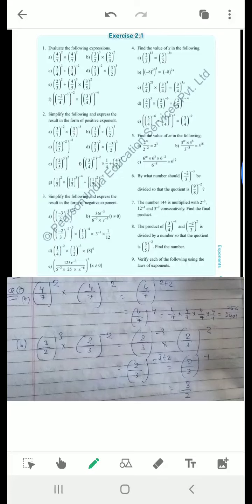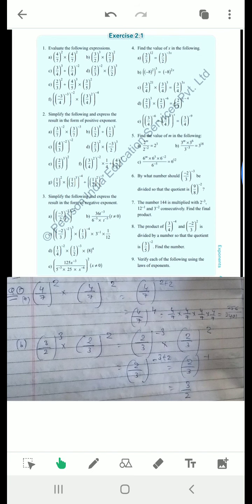Dear students, in the last video, I explained some examples related to exponents and powers, some examples related to laws of exponents. Now just have a look at exercise 2.1. Question number first.